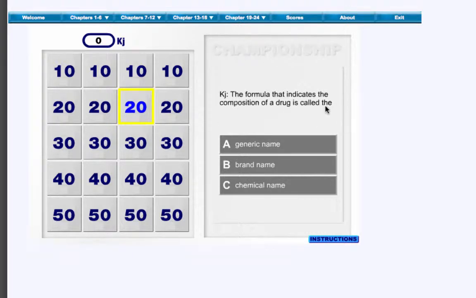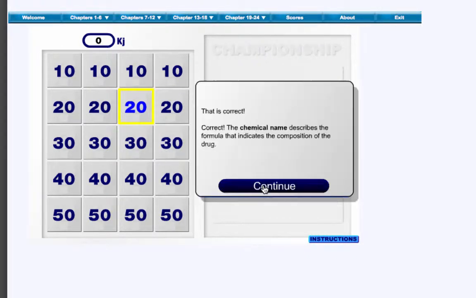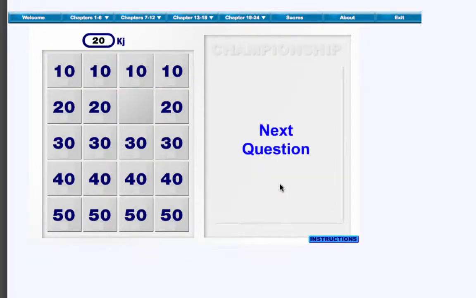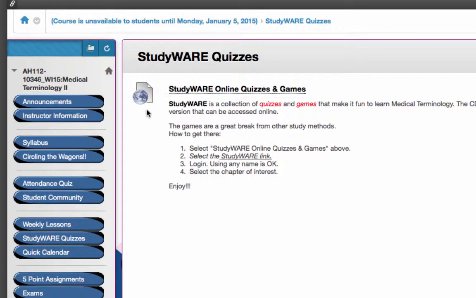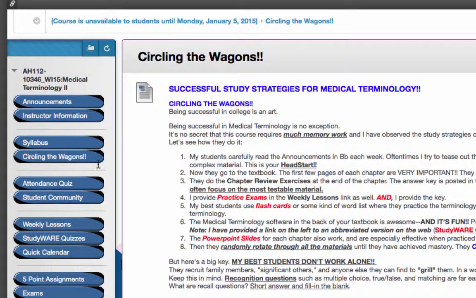The formula that indicates the composition of a drug is called the generic name, the brand name, or the chemical name. Well, that's probably the chemical name, I bet. That is correct. The chemical name describes the formula that indicates the composition of the drug. So these can be really fun and a break from other study methods. All right, going back to the circling the wagons.